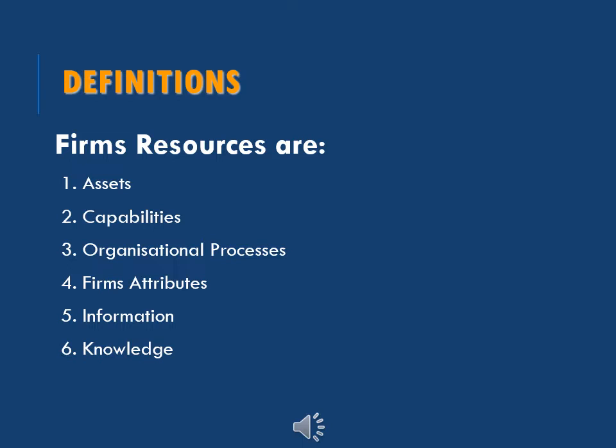Now, what exactly are the firm's attributes? They are some of the conditions that the firm possesses that are unique and create some capabilities and some assets. For example, the firm's age, the firm's geographic location, or the firm's size. These are attributes that may be treated as a resource and belong to the firm. The other two are information, and also knowledge as well.